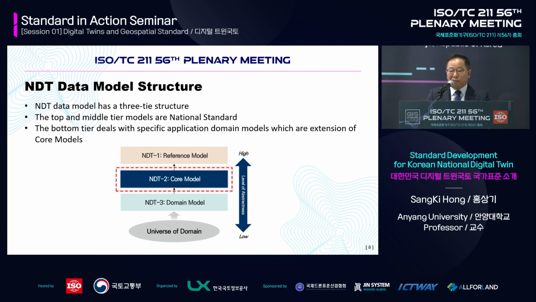This is the important part. We have this data model structure for digital twins. This has a three-tier structure. The top and middle tier models are national standards. So we have a reference model standard and then core model standards. And then the bottom tier would be the domain-specific application and domain models. But we would like these domain models to be based on the core model in the middle layer, so that they could extend the existing core models to develop their own domain-specific data models. Then we could actually realize some interoperability among domains.